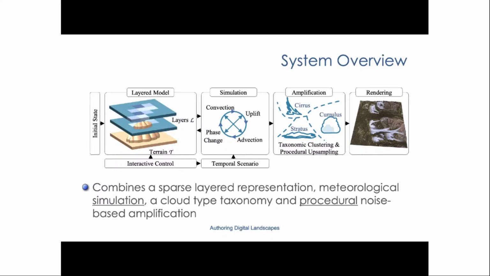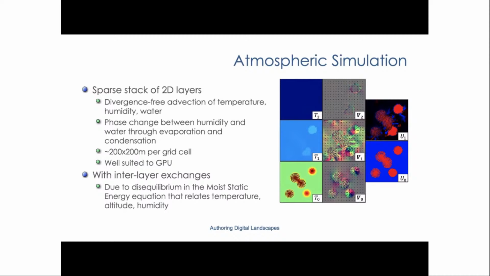We take each of those phases in turn, starting with the atmospheric simulation. So this uses, as I said, a sparse stack of two-dimensional layers with divergence-free advection of several quantities which are related to cloud simulation, namely temperature, humidity, and water content. We need to be able to change between humidity and water through cycles of evaporation and condensation. And there are formulae for these. Our coarse representation represents each grid cell at a 200 by 200 meter resolution. There are exchanges of these quantities, namely the temperature, humidity, and water, between the stacks in our layers.